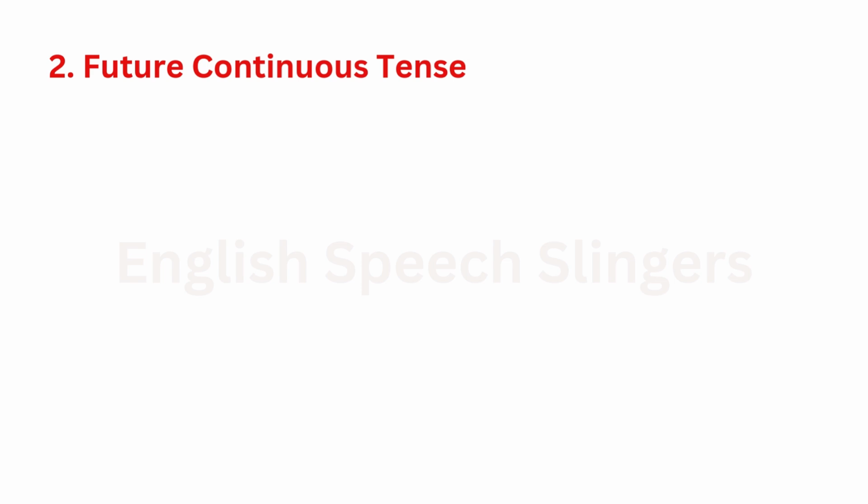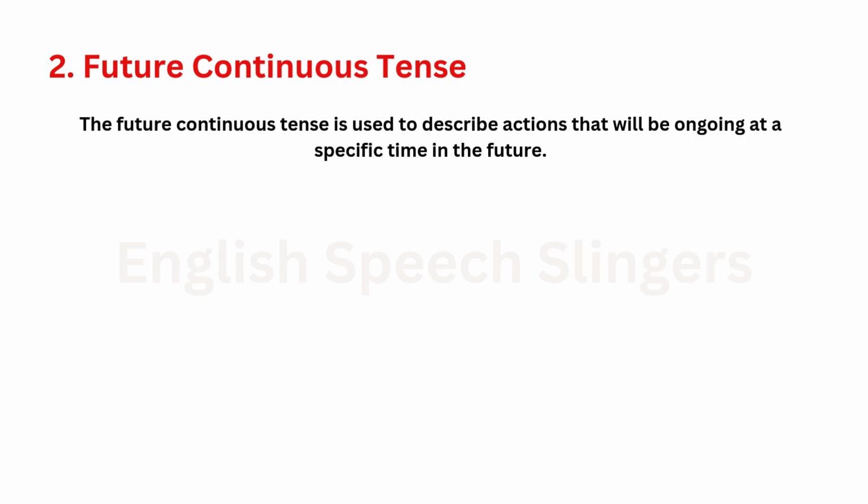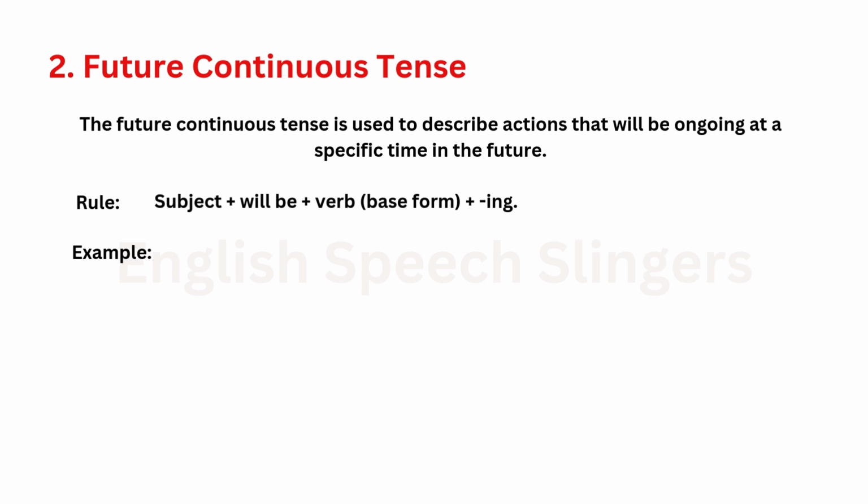Future continuous tense. The future continuous tense is used to describe actions that will be ongoing at a specific time in the future. Rule: Subject plus will be plus verb base form plus ing. Now, let's see some examples.